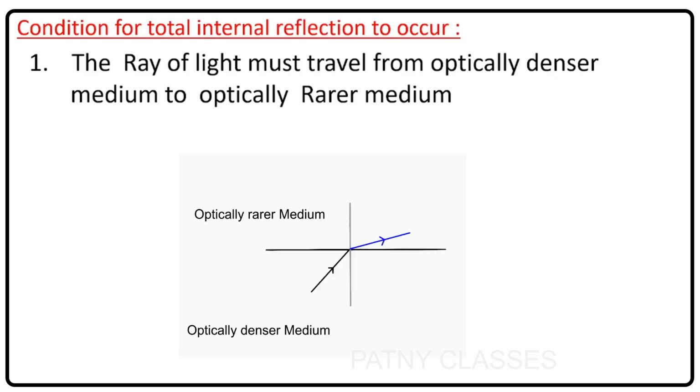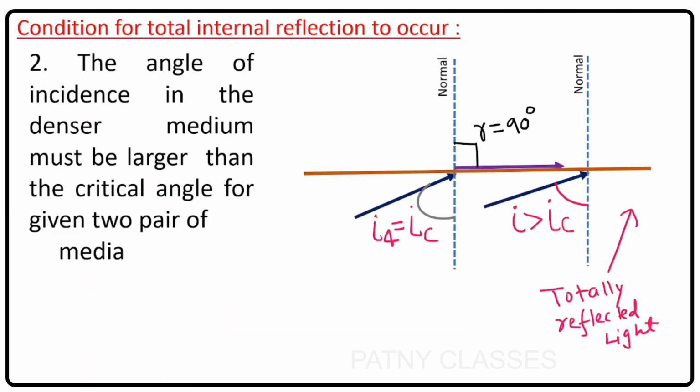Conditions for total internal reflection to occur. First one, the ray of light must travel from optically denser medium to optically rarer medium. And the second condition is the angle of incidence in the denser medium must be larger than the critical angle for given pair of media.